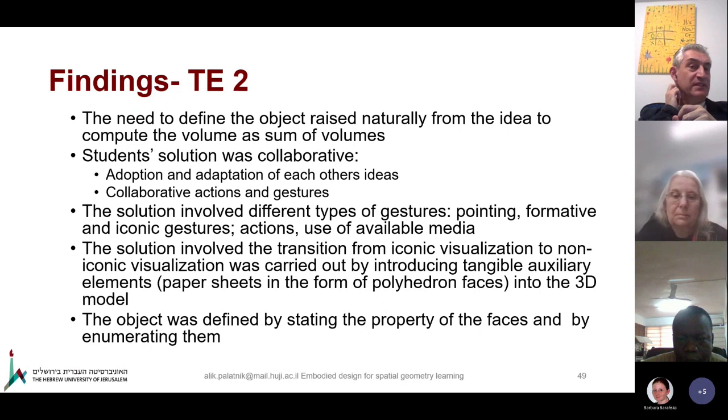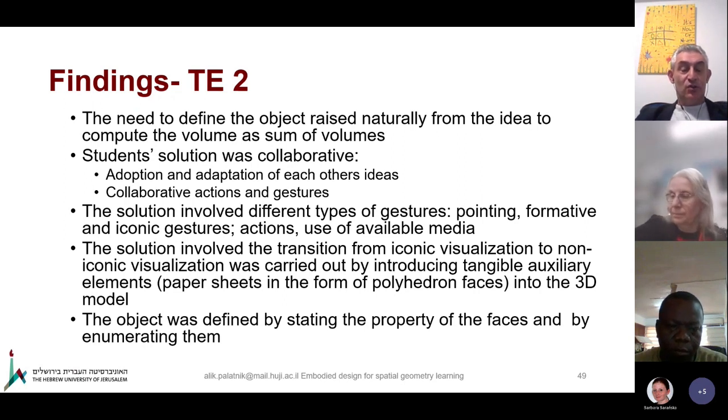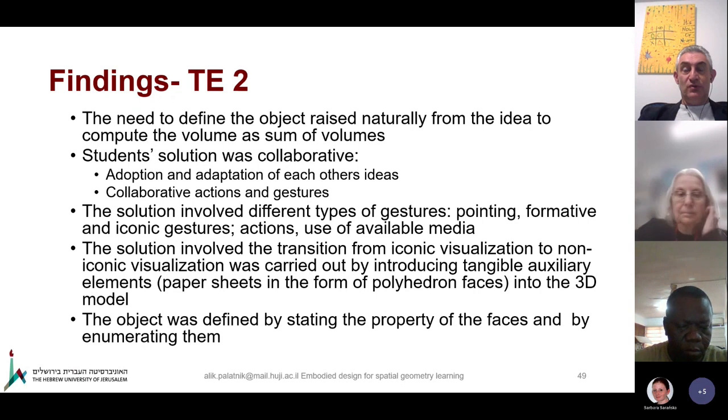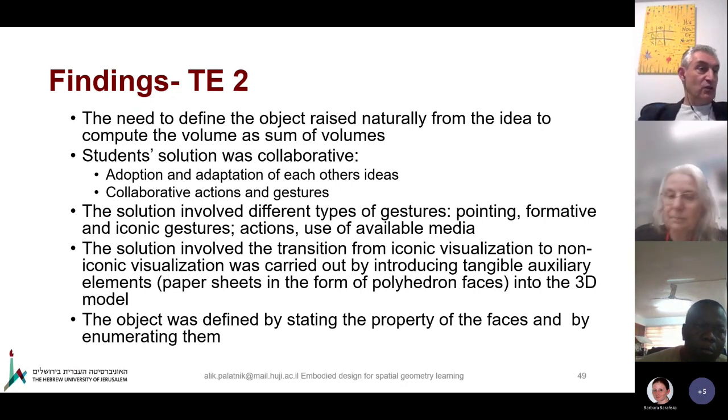So I'm using here the words iconic and non-iconic visualization. This is from the work of Duval and from the work of Metalal and Balashov. Iconic visualization is when they use images, and non-iconic visualization is verbal definition. And it was possible, by introduction of an auxiliary element, to separate this octahedron from the rest of the shape. The object was defined by stating the property of the faces and by enumerating them.